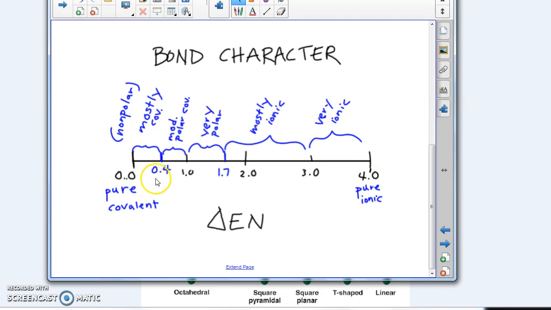If it's between 0 and 0.4, we say that they're nonpolar bonds. If it's between 0.4 and 1.7, we say that they are polar bonds. If it's between 1.7 and 4, we say they are ionic bonds.